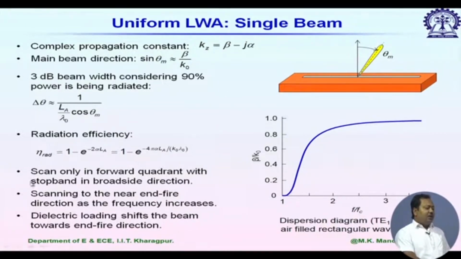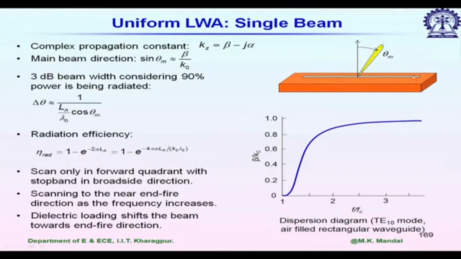Some other properties we already discussed. This type of antenna scans only in the forward quadrant, and it can have a near end fire radiation pattern when beta by k naught approaches 1, and if we use some dielectric material inside, then this radiation pattern shifts to the end fire direction.